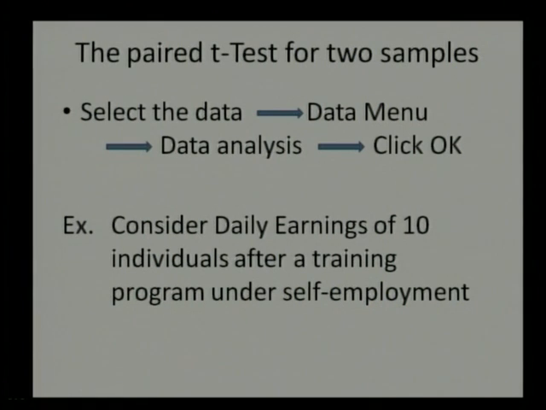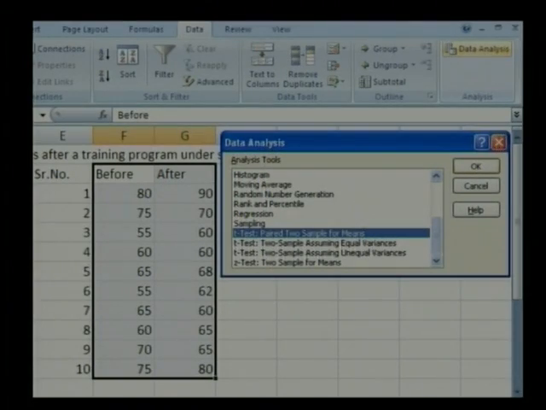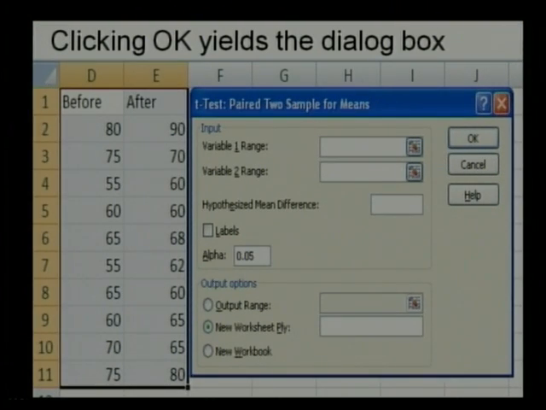Not only that, we can perform a simple paired t-test for two samples. To apply the t-test on the given set of data, let us have a quick look at this. Suppose I have data related to a training program. Some 10 persons have been given some training. So before training, these many people had employment, and after the training, this is the number of persons getting employment.